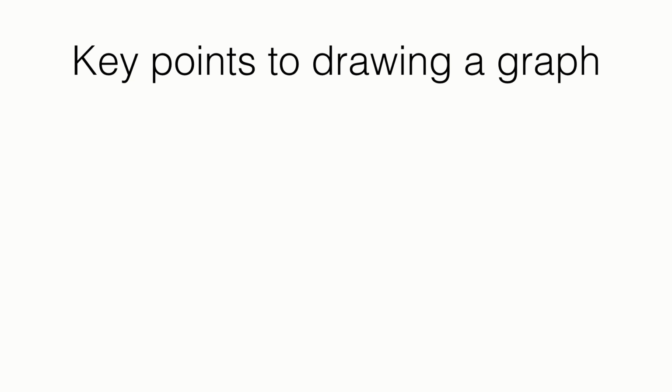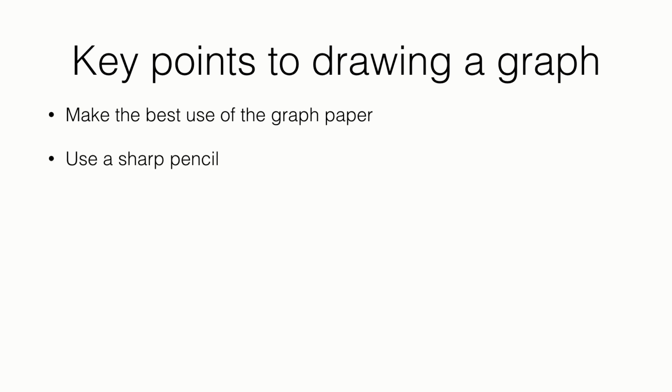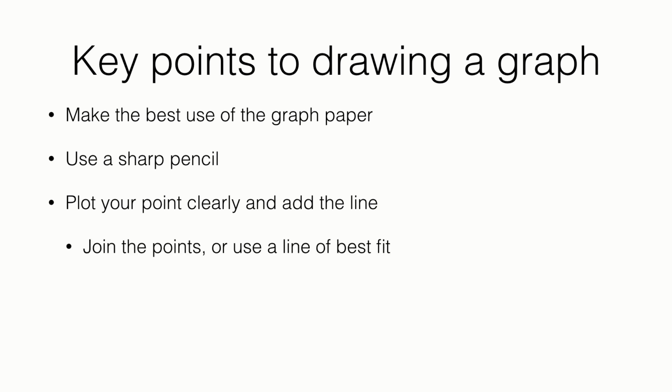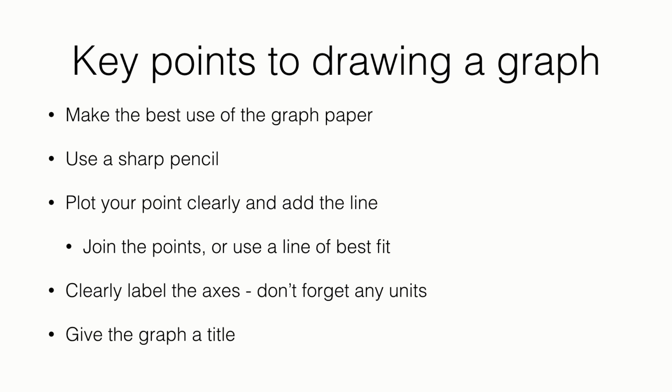So the key points to drawing a graph are to make the best use of the available space on the graph paper, use a sharp pencil, plot the points clearly and add the line, and if you do add in a line, make sure it's the correct type, be it joining the points together or a straight line or a curve. Clearly label the axes and finally give the graph a title.